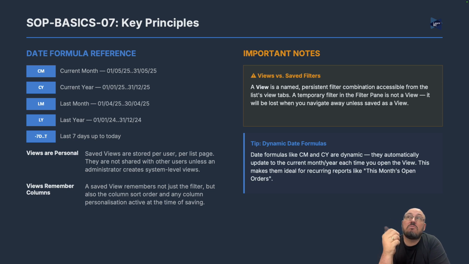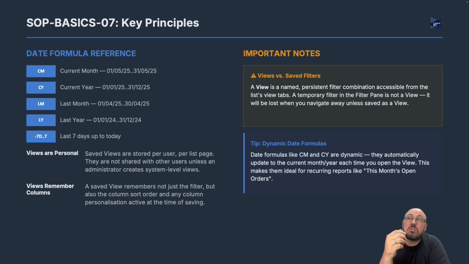Important notes: views versus saved filters. A view is a named persistent filter combination accessible from the list view tabs. A temporary filter in the filter pane is not a view, it's just temporary. Like when you reload the page, it's gone.